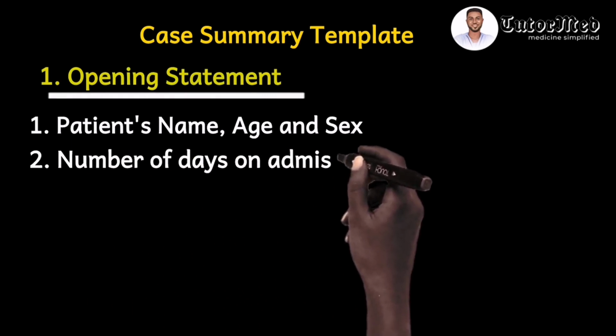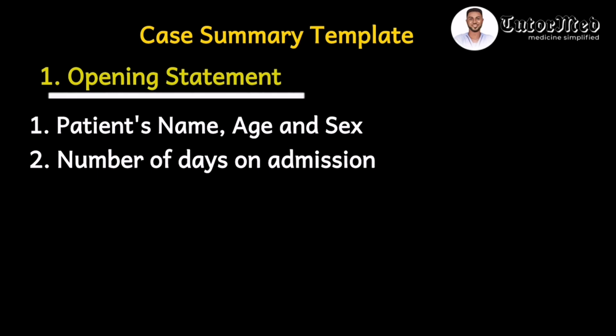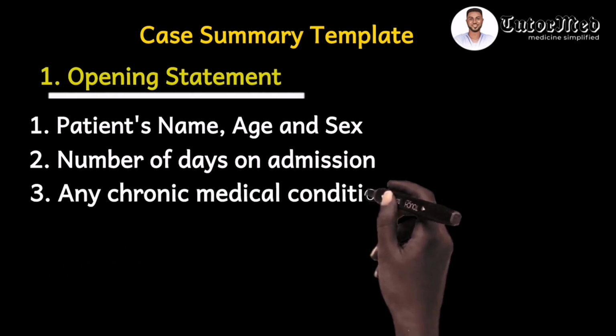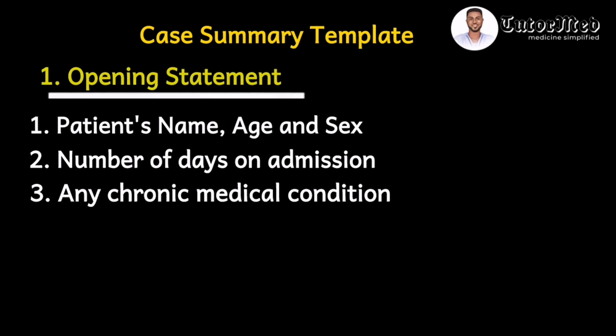the number of days on admission, and whether the patient is known to have any chronic medical condition prior to this current admission. Now, the third point is relevant in so many ways, and one of them is, for example, if we are presenting on a patient who has ascites, jaundice, and pedal edema, and we mention in the opening statement that he is known to have chronic hepatitis B infection diagnosed, say, 4 years ago, and is not on any medications, then the clinical picture becomes clear that this is likely a chronic liver disease from a chronic hepatitis B infection.